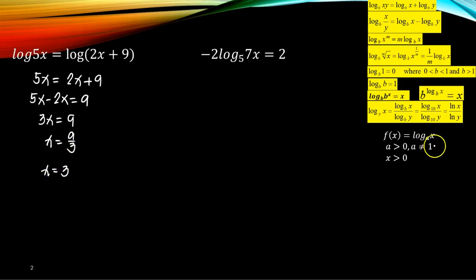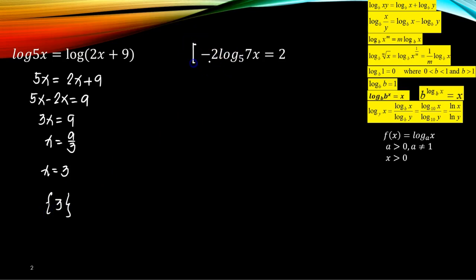Now, one of the restrictions in logarithm is such that the argument has to be greater than 0. In this case, substituting x equals 3 in log of 5x makes it positive. This one on the other side also makes it positive. Therefore, I can say that the solution set is 3.